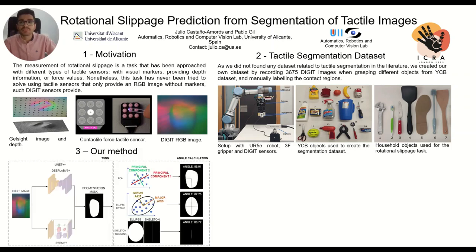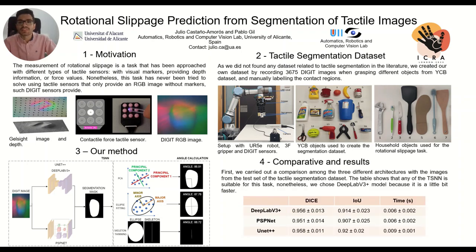Our method is made up of two stages. In the first one, we can choose among 3 different CNNs to segment the region of contact between the object and the sensor. In the second stage, we use this segmented region of contact to estimate the angle of rotation choosing among 3 different algorithms such as PCA, ellipse fitting, and skeleton thinning.